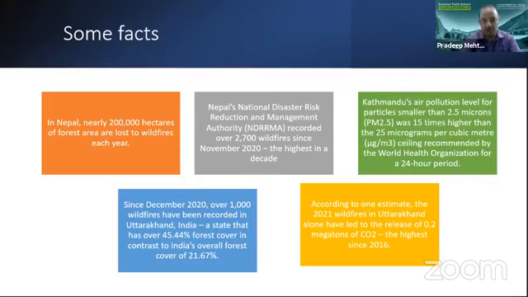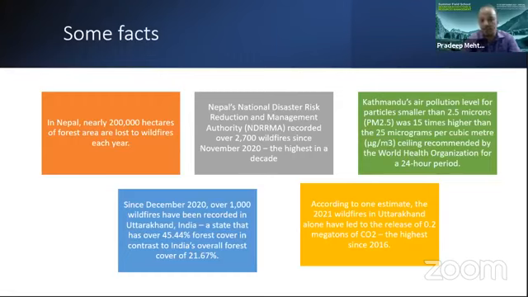And in Uttarakhand, we just saw the video here of last year. Since December 2020, 1,000 wildfires have been recorded in Uttarakhand, for a state which has 45.44% of forest cover, in contrast to India's overall forest cover of 21.67%. So you know how important these mountain forests are. But if the rate of forest fires continues like this, we are going to lose our precious forest.